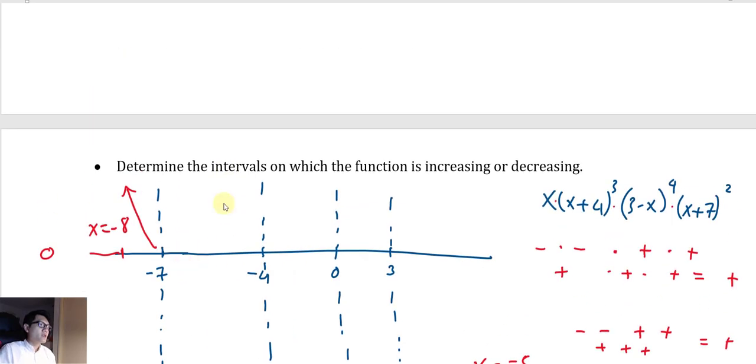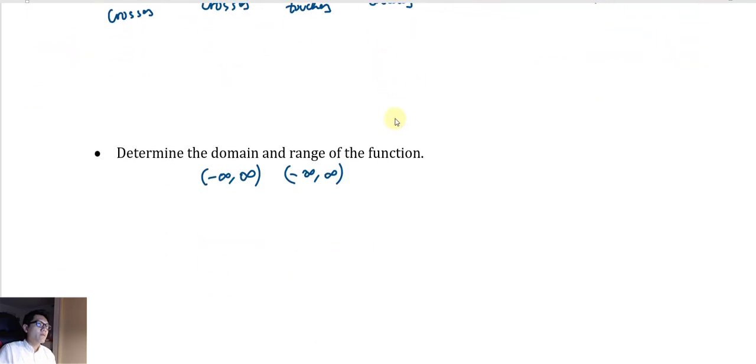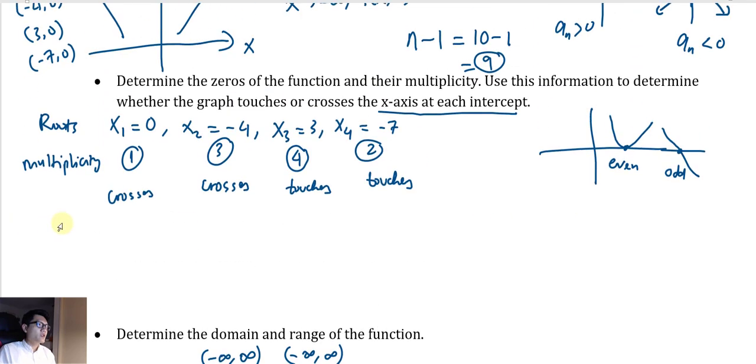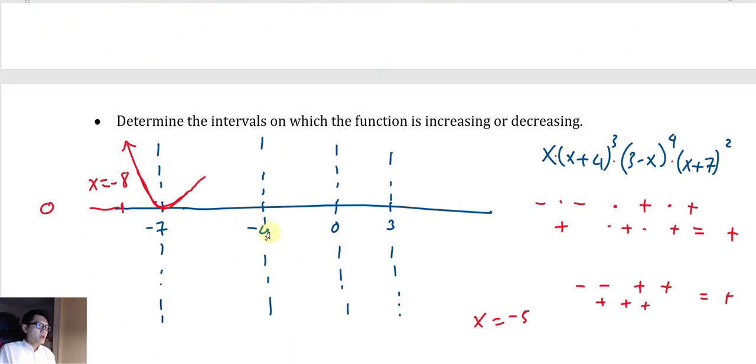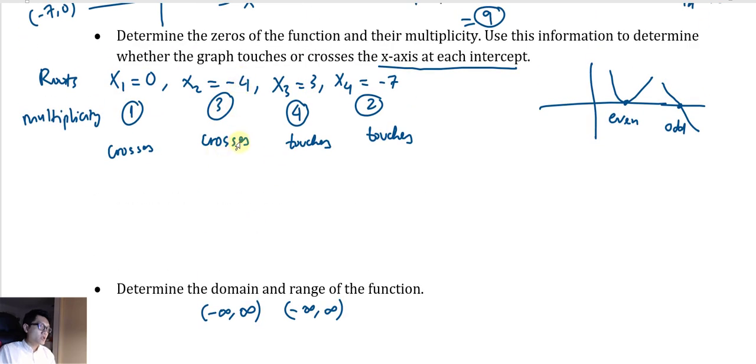And we know that at minus 7, you are touching the axis. That means you go like this, touching. You cannot go down here. That's why you make a turning point. So there is a turning point right here, turning up, something like that. Now, I don't even need to test this one if I know where the function is crossing or touching. The next one is minus 4, where I should be crossing.